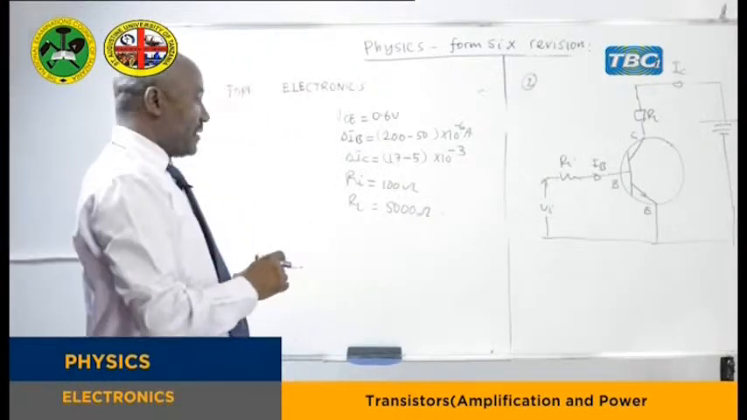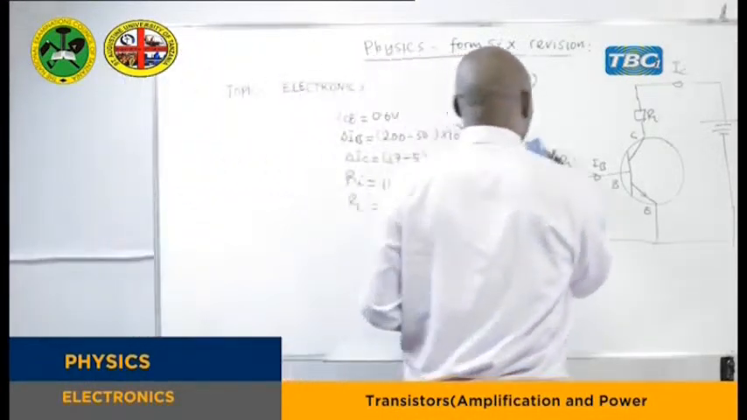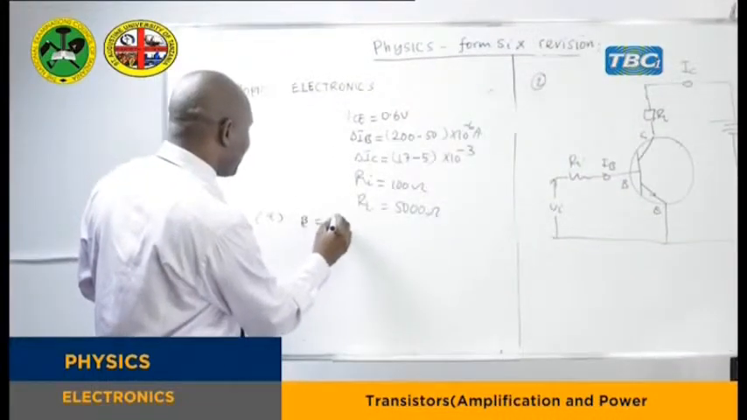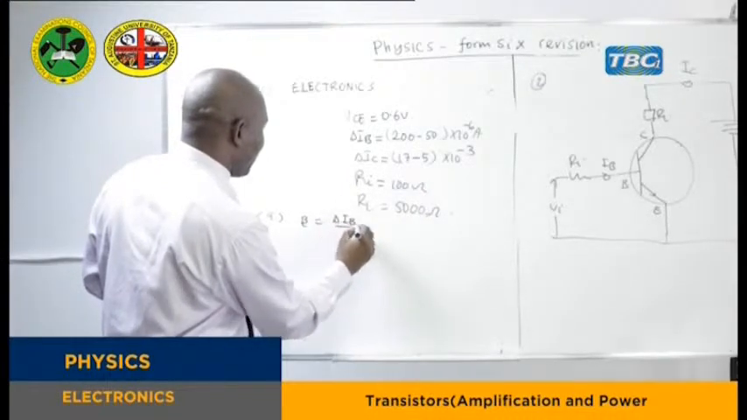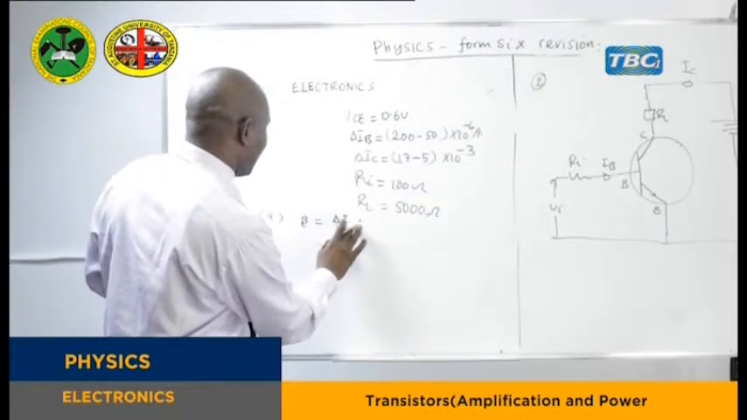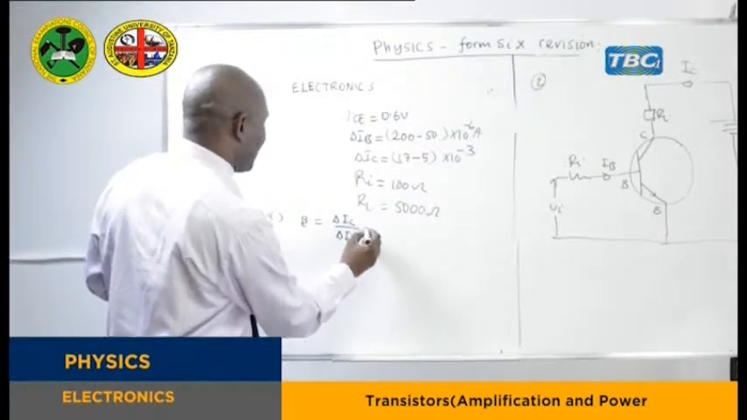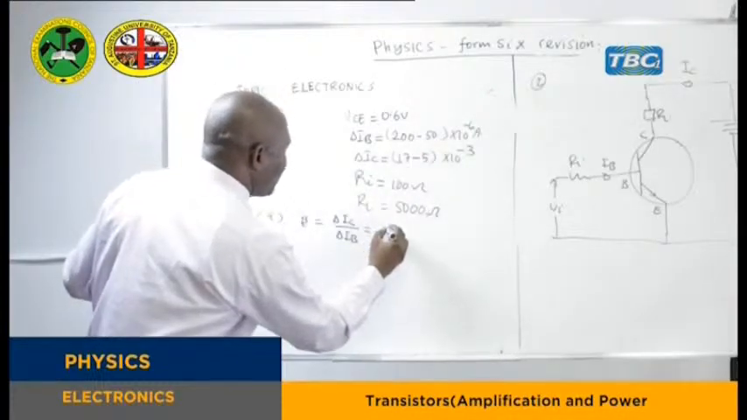Now, what is the question asking? Let's see what the question says. The current gain equals the change in the collector current over the change in the base current. So you're supposed to find the difference here. This difference is giving us 150.